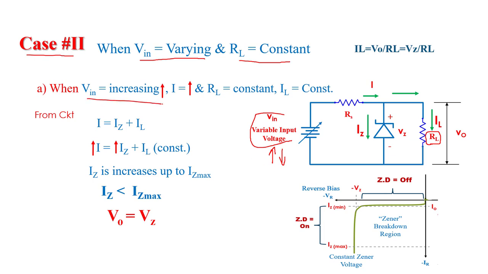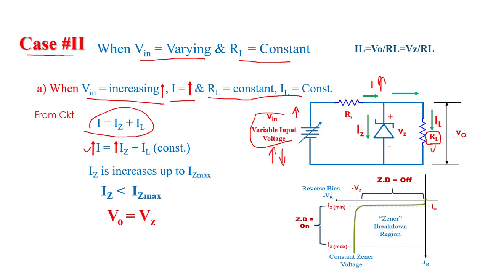First, input voltage is increasing. In this case, when input voltage is increasing, input current is also increasing. But this condition says RL is constant, so IL is also constant. RL is constant, IL is constant. So with the help of this current equation, we can say that I is increasing because input voltage is increasing.